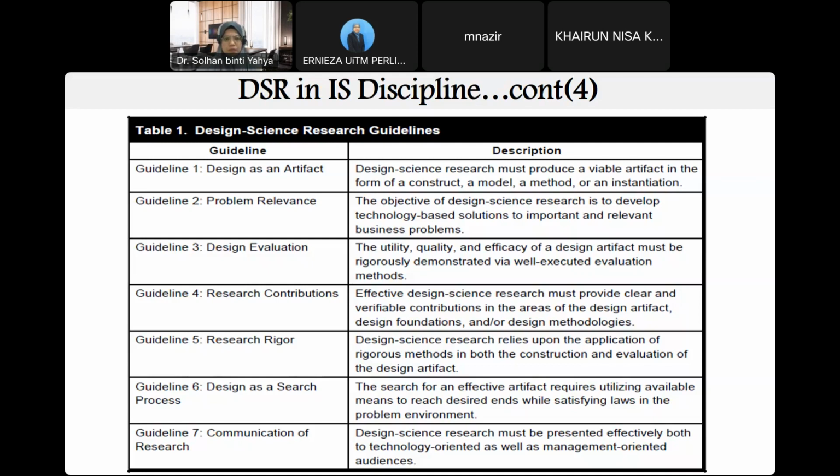And then guideline number 3, the design evaluation, where the artifact that you develop, you need to evaluate in terms of quality, in terms of utility, efficiency, and so on, via a well-executed evaluation method. And guideline number 4, research contribution.